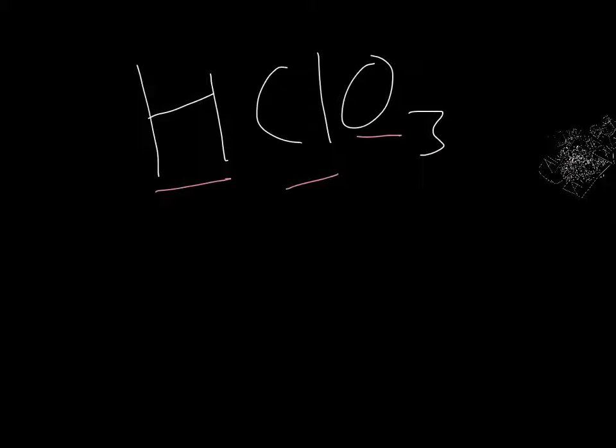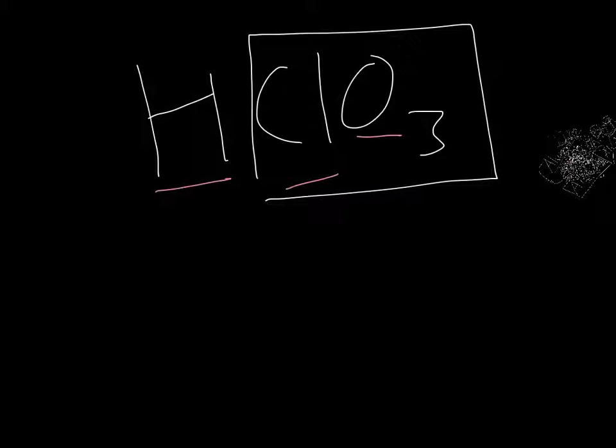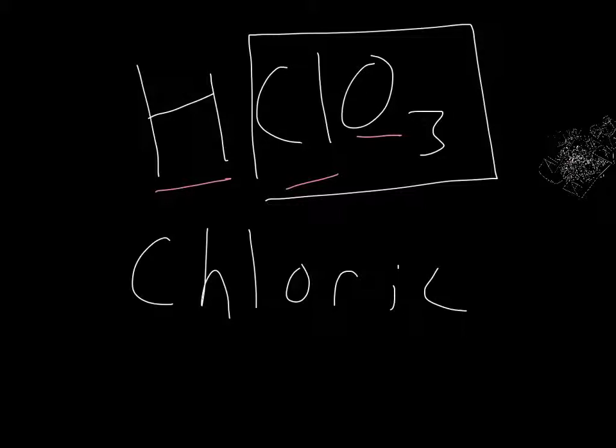Instead, we change the ending of the polyatomic ion. So basically, if the ending is "ate," then you change the ending to "ic." If the ending is "ite," you change it to "us." So basically, this right here is chlorate. So what you do is you change from chlorate to chloric, and then you just put the word acid after that. So basically, that is the answer for that one.